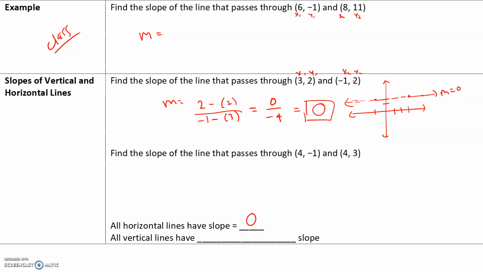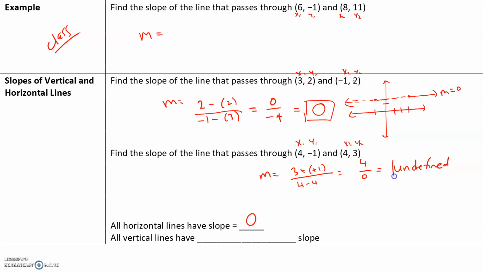Let's take a look at vertical lines. So in this case, that's our x1, y1, x2, y2. So our slope m is 3 minus -1 divided by 4 minus 4. So 3 minus -1 becomes 4, and 4 minus 4 is 0. Now in this case, if you divide by 0, this will give us an undefined answer.